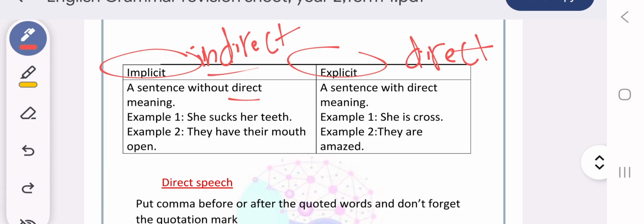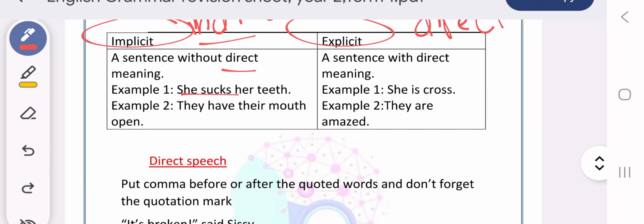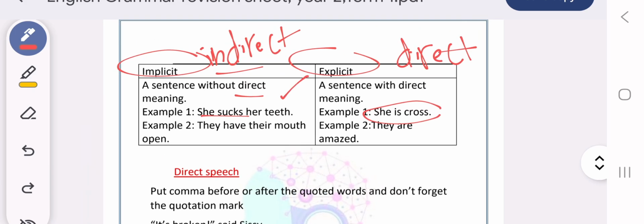What is the meaning of indirect? Like she sucks her teeth. Sucks her teeth? But what? Eating her teeth? No. It means she is cross or angry. But I didn't say she is angry. I said she sucks her teeth. Yes, because this is implicit, indirect. We can say it easily: she is angry or cross, to be explicit.